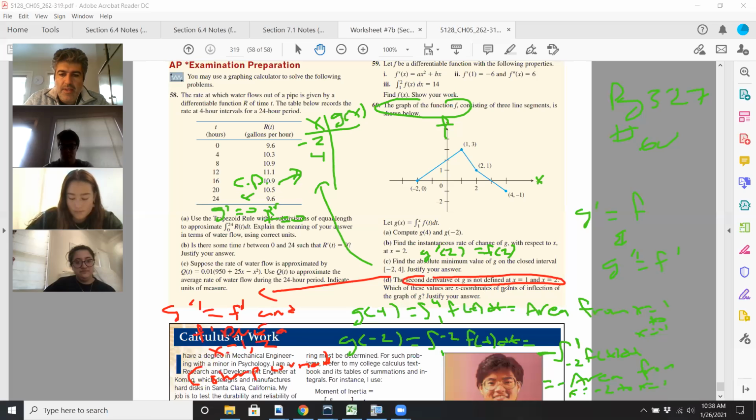So then, which of these values are x coordinates of points of inflection? So you have to tell me which ones are going to be points of inflection. And remember, that's when g double prime changes sign, or f prime changes sign.